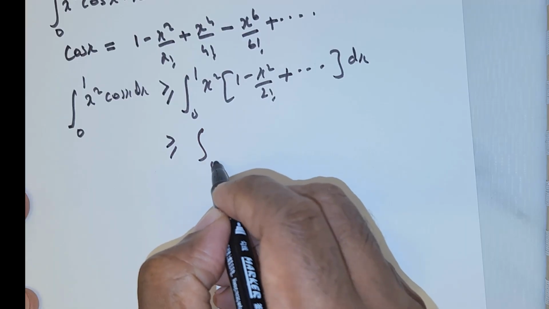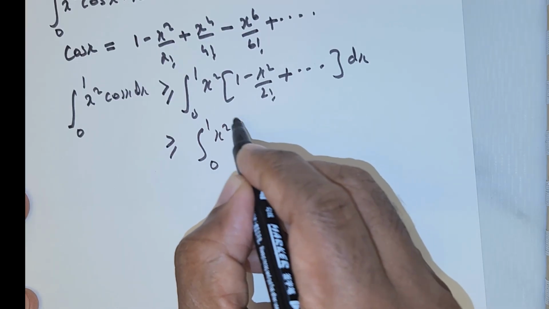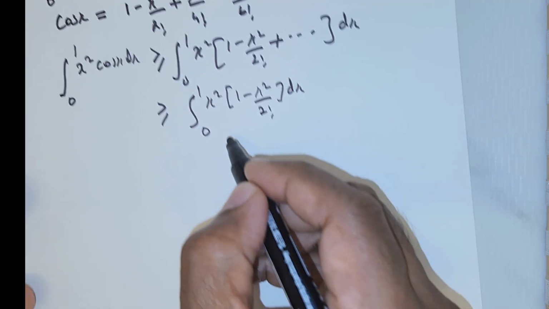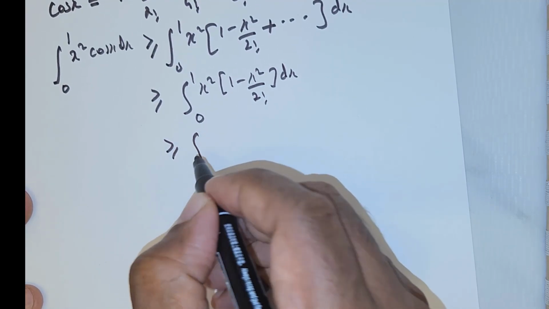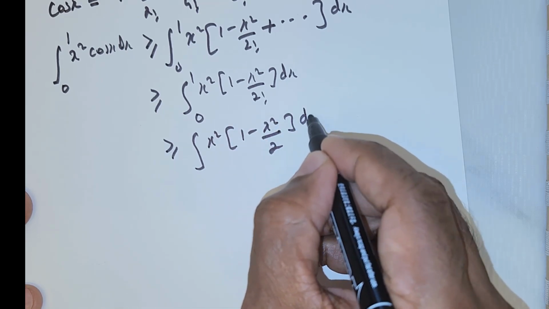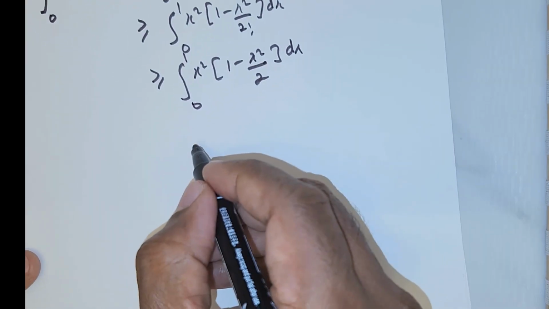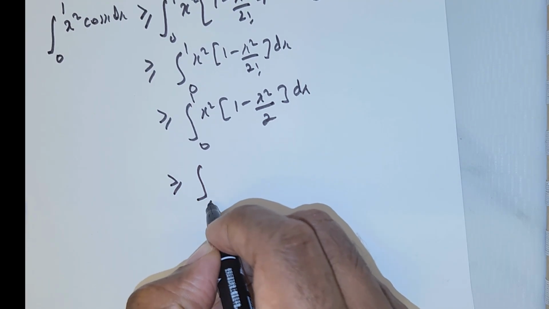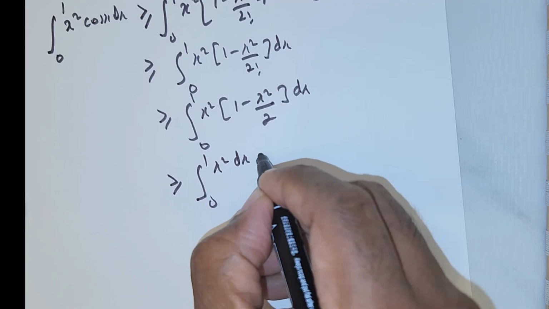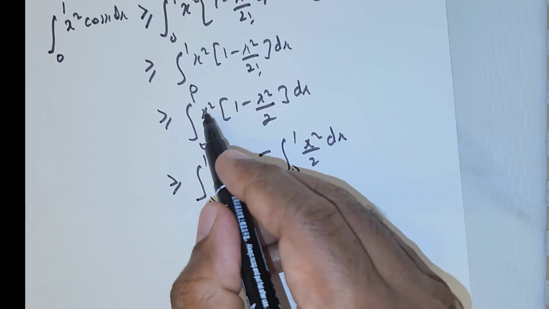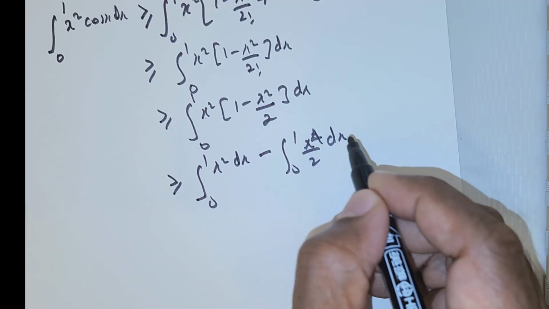So I can rewrite this as integral 0 to 1 x squared times of 1 negative x squared over 2 factorial times dx. This is going to be greater than or equal to integral x squared of 1 negative x squared over 2 factorial, which is 2, times dx, with limits 0 to 1. This can be further rewritten as greater than or equal to integral 0 to 1 x squared times dx negative integral 0 to 1 x squared over 2 times dx. Of course, this x squared is multiplied here, so this will become x to the power of 4.